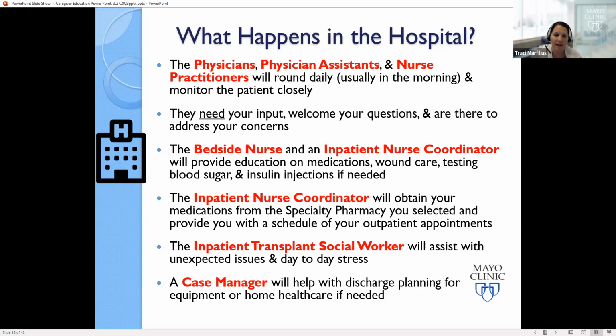And then there's also a case manager to assist with unexpected issues and discharge planning, by the way, for equipment or home health care if needed. So like if you need a cane or a walker or home care setup.